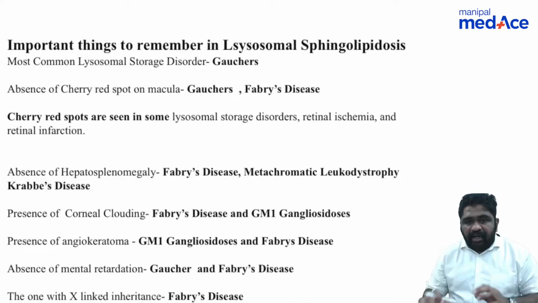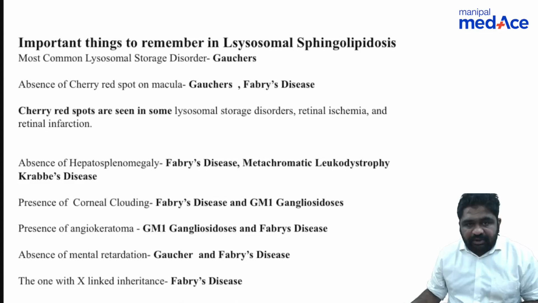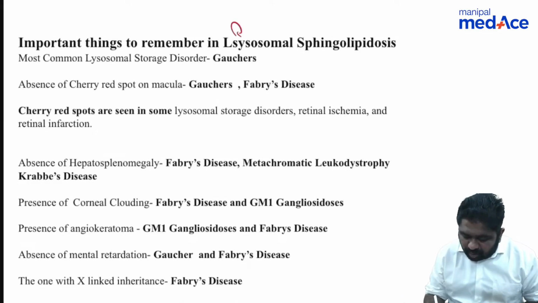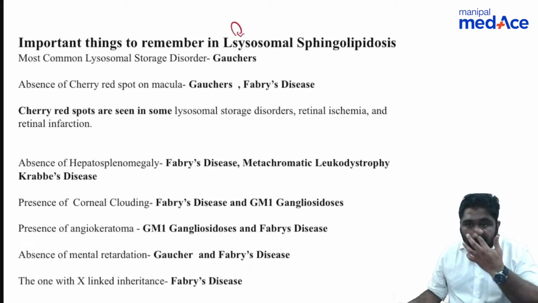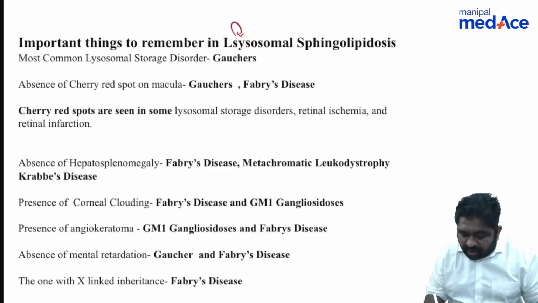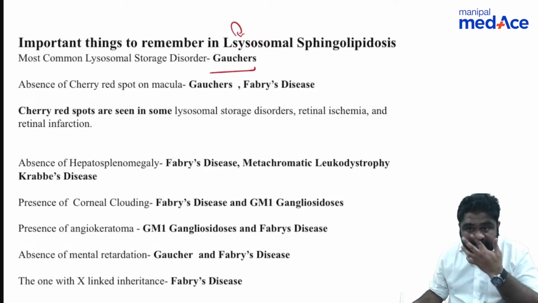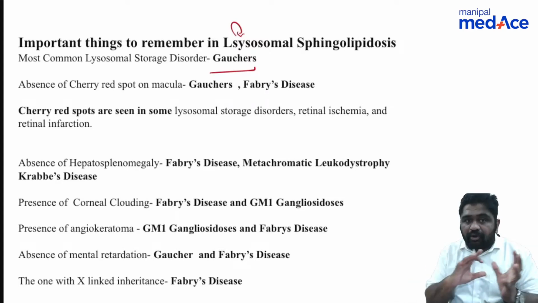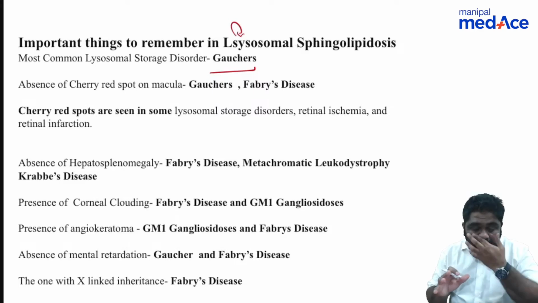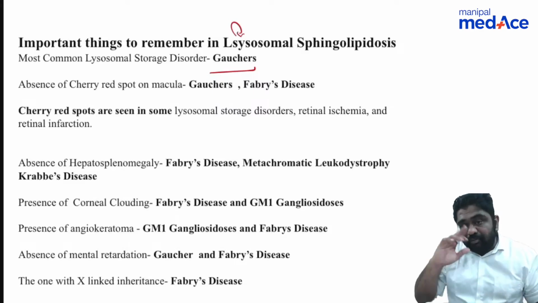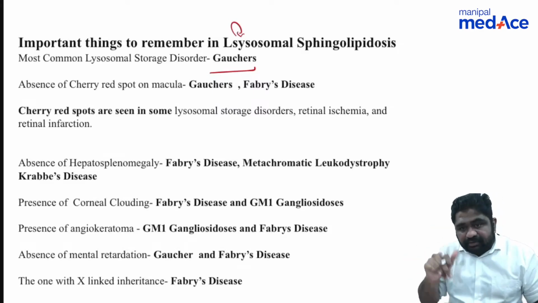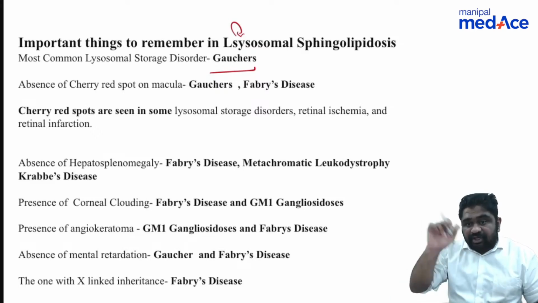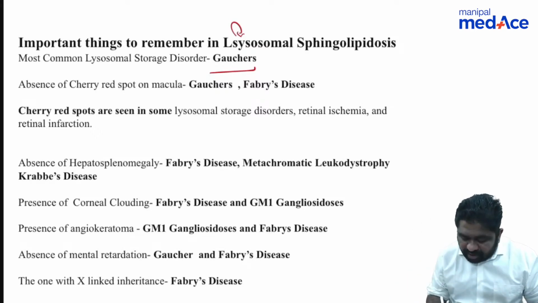Now, this is a combined information of all the sphingolipidosis put together. So whenever you speak about lysosomal sphingolipidosis, what is the most common lysosomal storage disorder? It is Gaucher among sphingolipids. See, mucopolysaccharidoses are also lysosomal storage disorders, where the lysosomes are not able to break the mucopolysaccharides down. Here we are speaking about sphingolipids. So among lysosomal storage disorders, the sphingolipidosis, the most common one is Gaucher's.